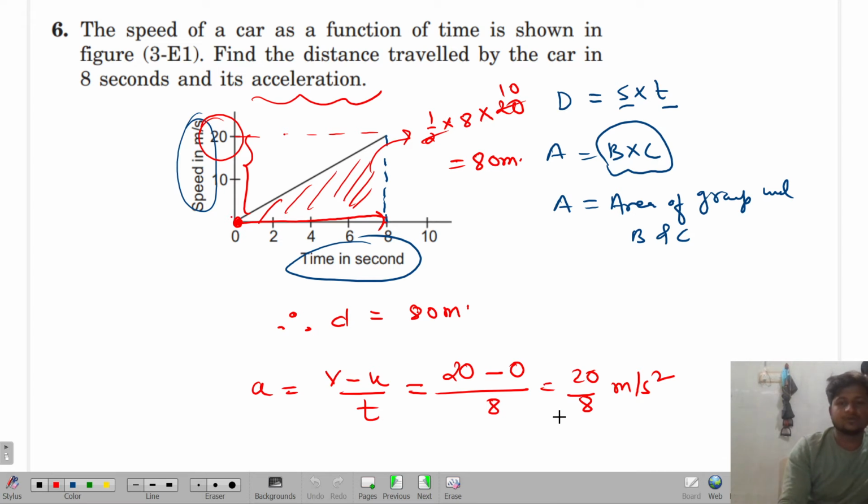Okay. So this is going to be again 2.5 meters per second square. Easy. These are easy questions. Till 10 questions, the questions will be very easy. Okay. Can I move ahead, everyone? That's why I'm solving only till 10 questions.